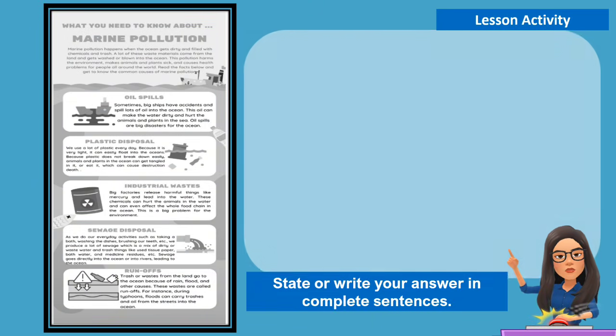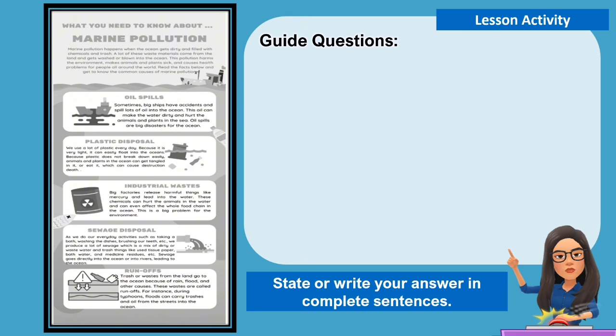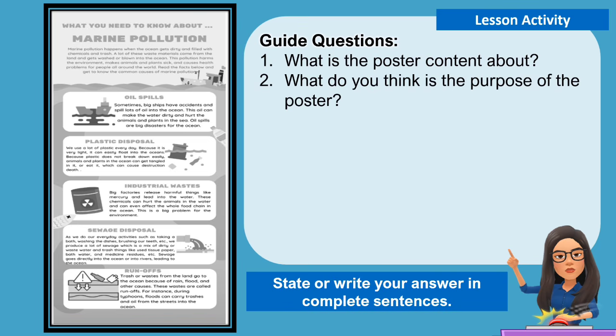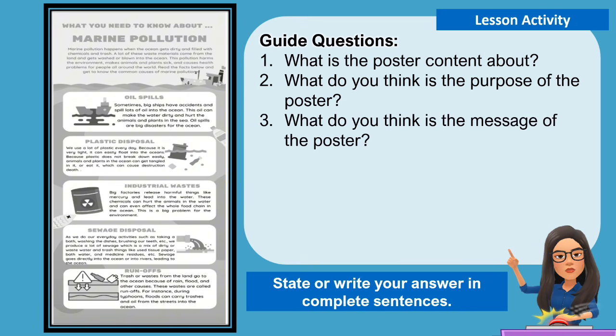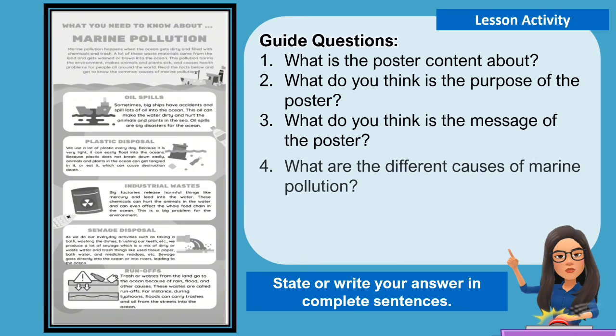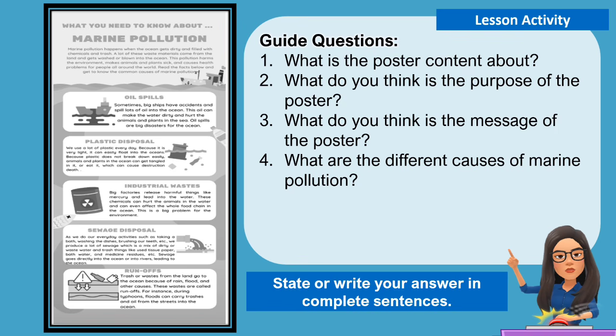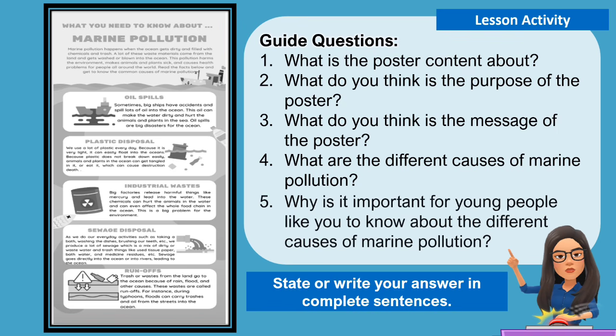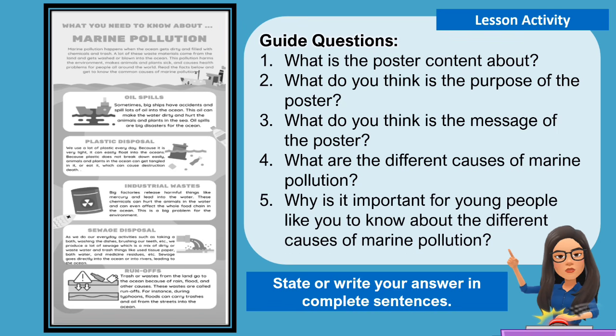At this point, we are going to answer 5 questions to discuss the contents of the infographic that we have just read. 1. What is the poster content about? 2. What do you think is the purpose of the poster? 3. What do you think is the message of the poster? 4. What are the different causes of marine pollution? And 5. Why is it important for young people like you to know about the different causes of marine pollution? State or write your answer in complete sentences.